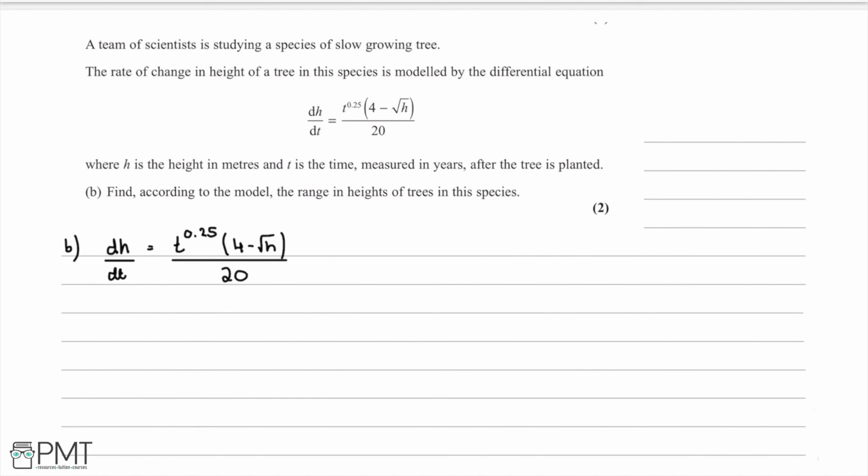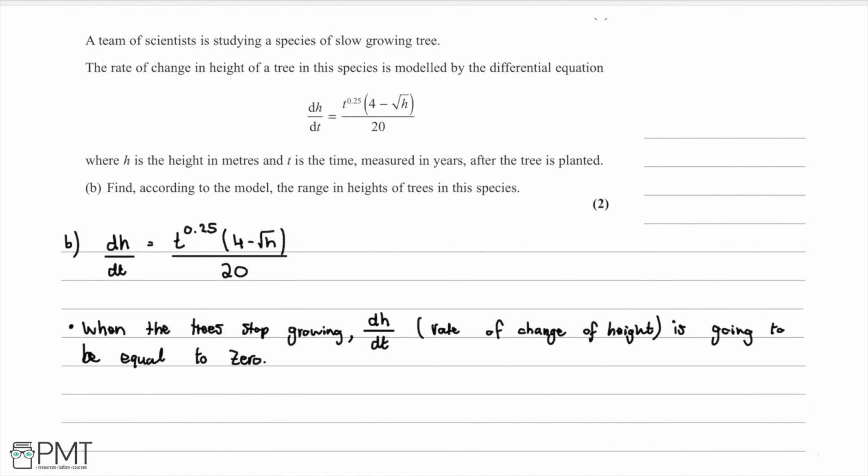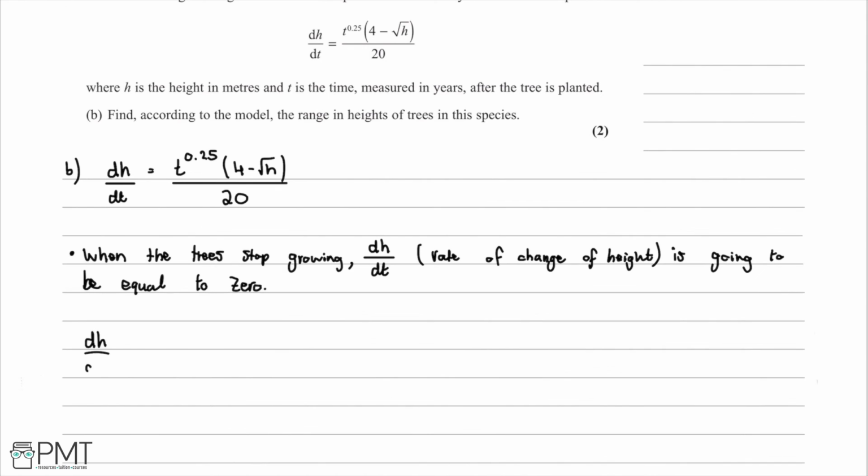So firstly, we know that when the trees stop growing, the rate of change of their height, so that is dh by dt, then in brackets, rate of change of height, is going to be equal to 0. So if we think about this, when the trees stop growing, it will no longer be changing, and this means that this will be the point at which the trees are as tall as possible. So to do this, we can set our equation dh by dt equal to 0. So we have that dh by dt, which is equal to t to the power of 0.25 multiplied by 4 minus the square root of h, all divided by 20, is going to be equal to 0.